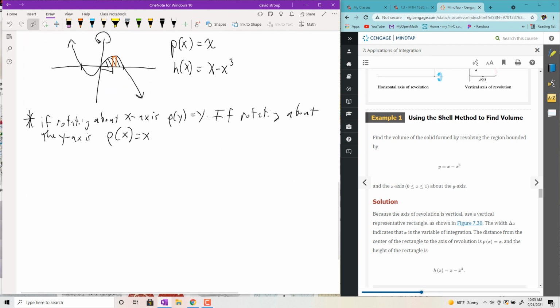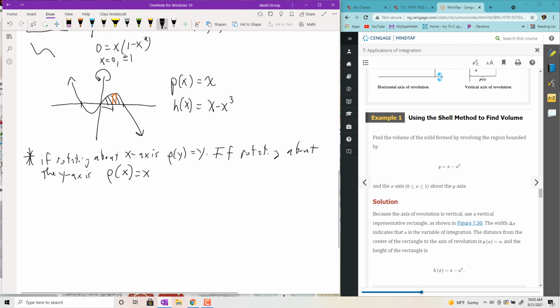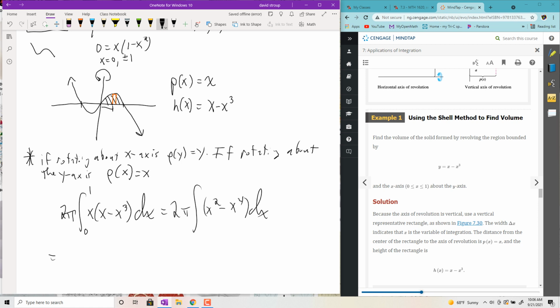Okay, once we've established all that business, we plunk it into our formula. So 2 pi integral x times x minus x cubed. We're integrating from 0 to 1 dx. Distribute. So we have x squared minus x to the 4th dx. Integrate. So we get 2 pi times x cubed all over 3 minus x to the 5th all over 5.